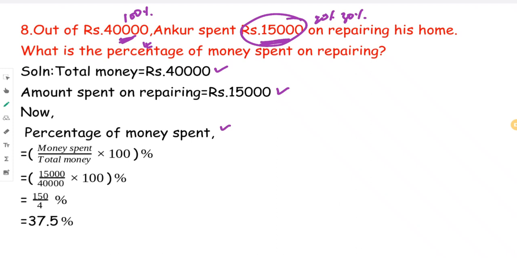So how do you find it? Money spent by total money into 100. Okay, so money spent 15,000, total money 40,000, into 100. So let's start division. 0 0 0 0, then again 1 2 1 2. So I'll be left with 150 divided by 4.